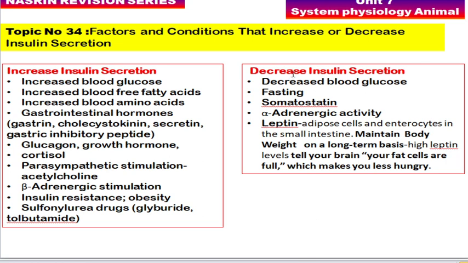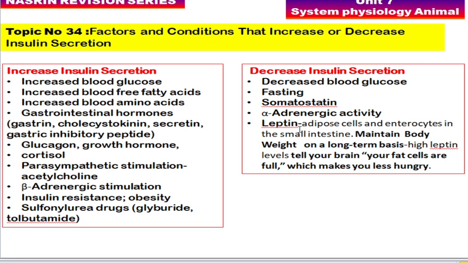Okay. Next, the conditions which decrease insulin secretion include fasting, the presence of somatostatin hormone, and alpha adrenergic activity. So beta adrenergic activity will increase insulin, whereas alpha adrenergic activity will decrease insulin secretion, and also the presence of leptin hormone. Leptin is mainly produced from adipocyte cells and also enterocytes in the small intestine.